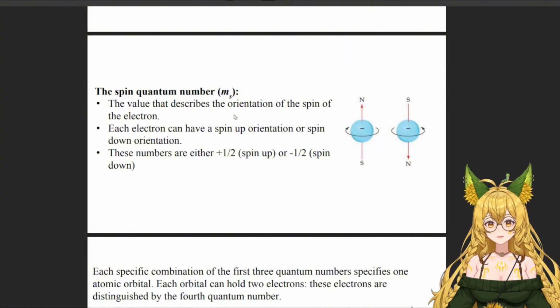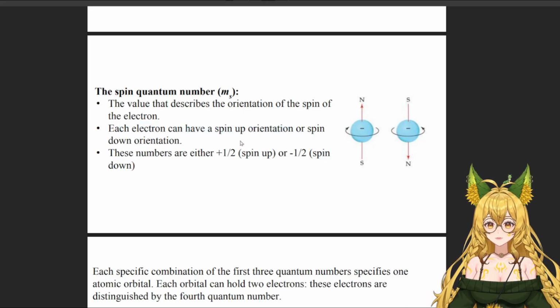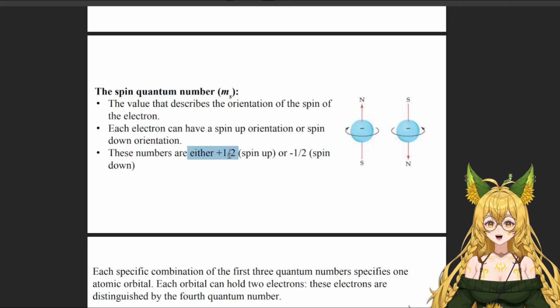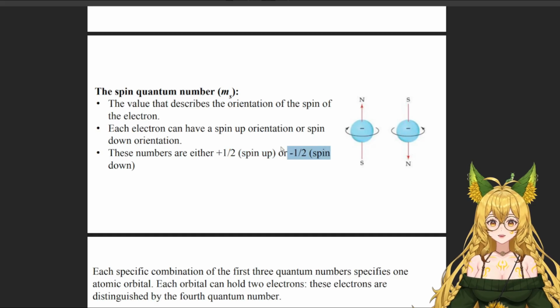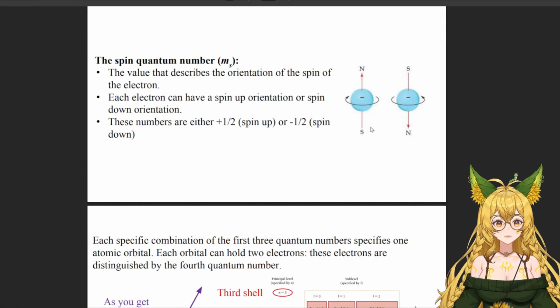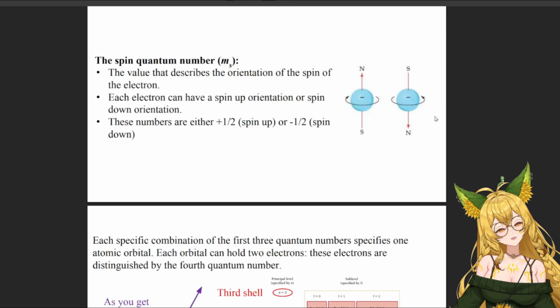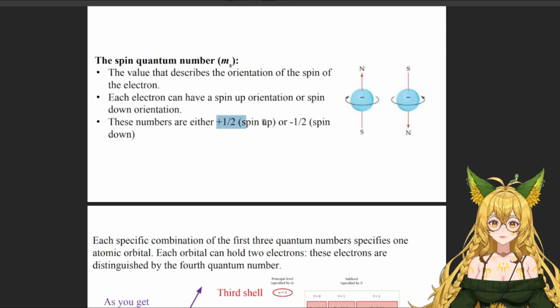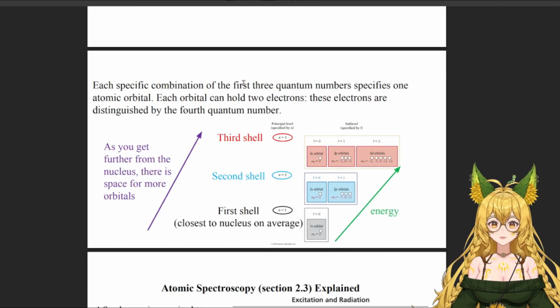It is the value that describes the orientation of the spin of the electron. Each electron has a spin up or spin down, and these numbers are either plus half or minus half. So spin up, up being positive, or minus half, minus being down, negative getting down, and positive going up. That's how I remember them. You don't have to worry about it too much, but you just have to know that it's plus half or minus half. Each specific combination of the first 3 quantum numbers specifies 1 atomic orbital.